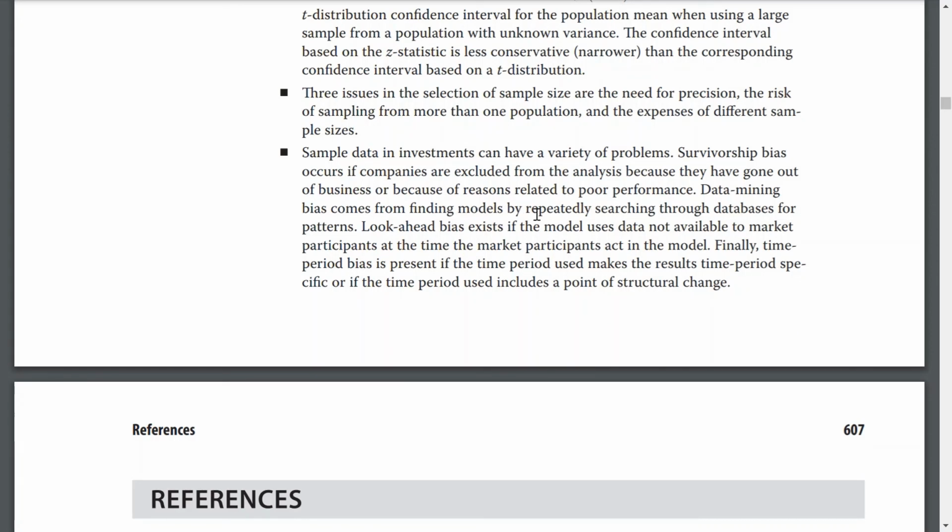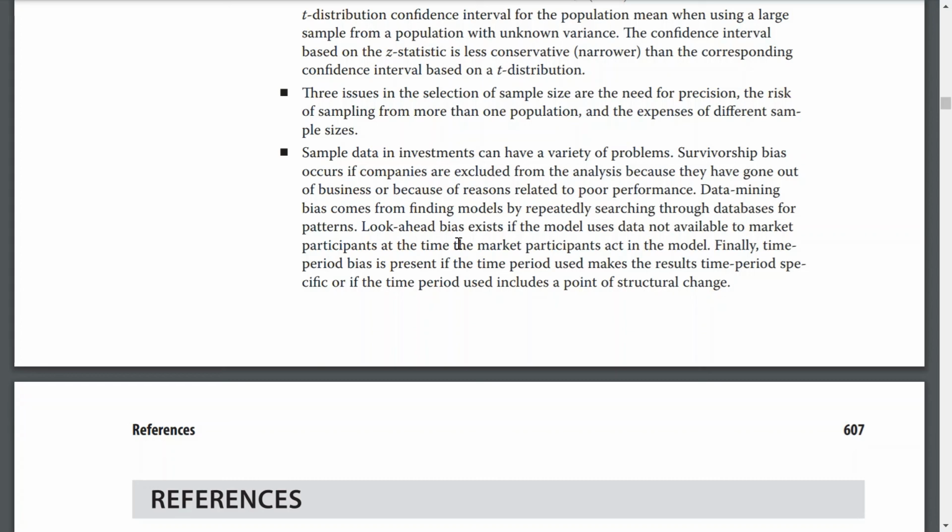Data mining bias. Look-ahead bias exists in models that use data that was not available to market participants at the time the model acts.